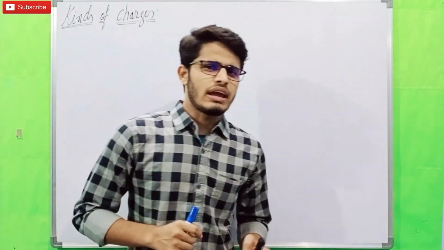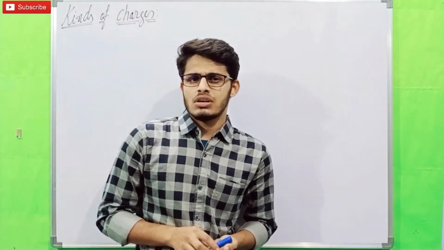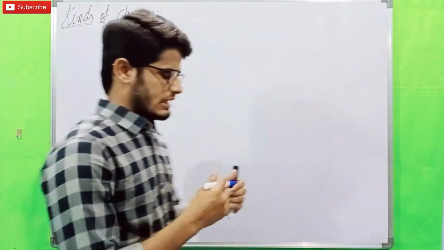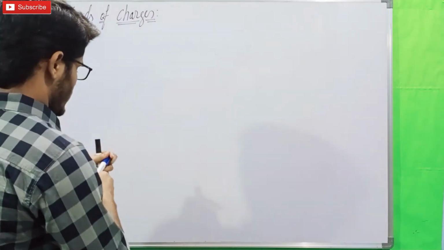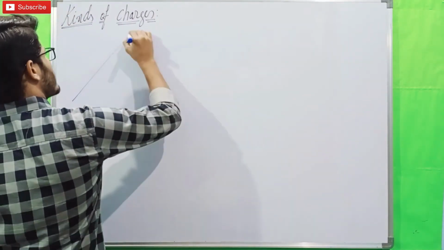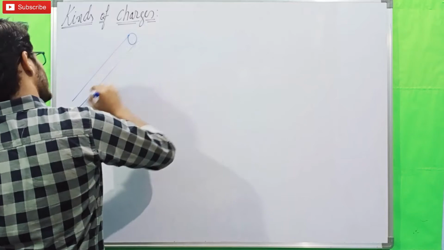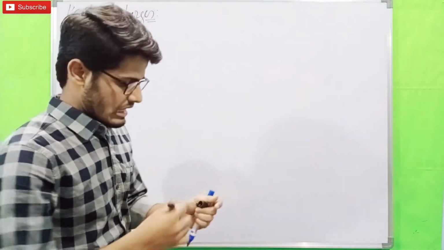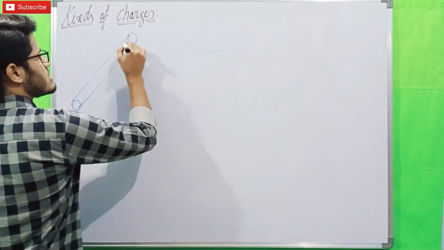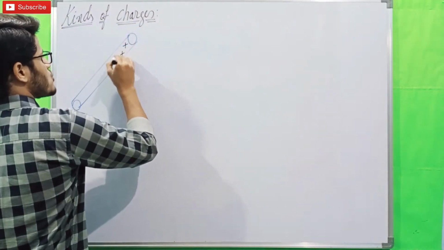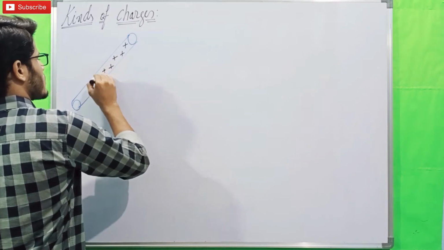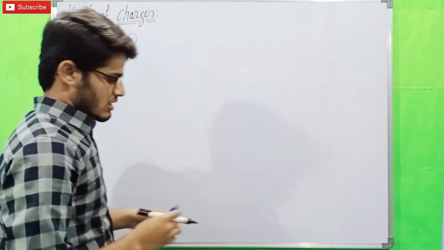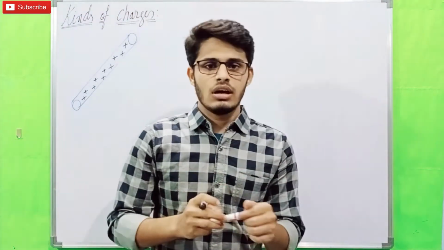See one more interesting fact about charge. Friction can cause charge. Now let's see how friction can cause charge on a body. Suppose I have a glass rod. If you rub a glass rod with silk, the glass rod will get positive charge on it. Due to the friction, we can cause charge on a glass rod.